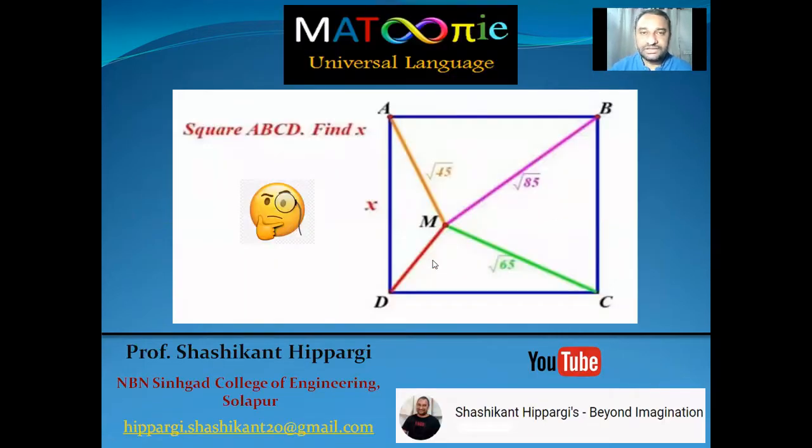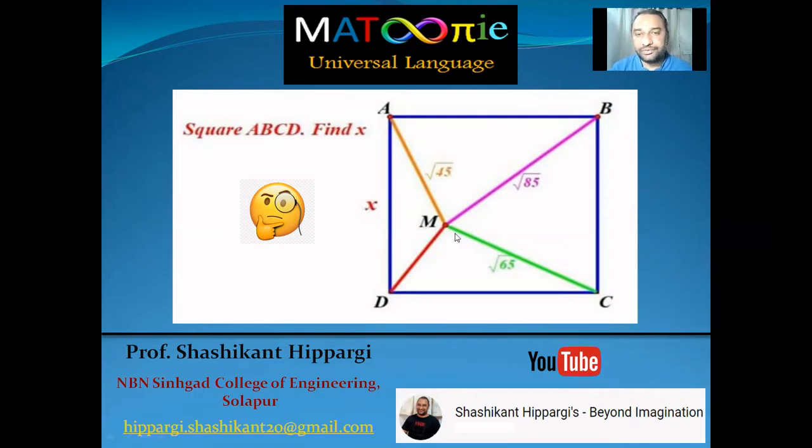The question that I have given was to find the value of x if this ABCD is a square. There were three values given: AM is square root of 45, BM is square root of 85, and CM is square root of 65. So the very simple thing expected in the question is to find the value of x. So how can we start?